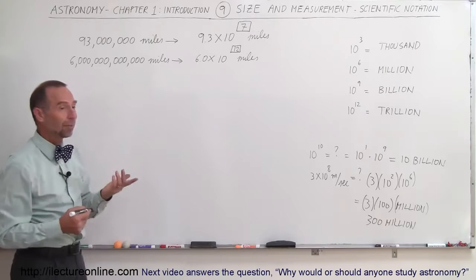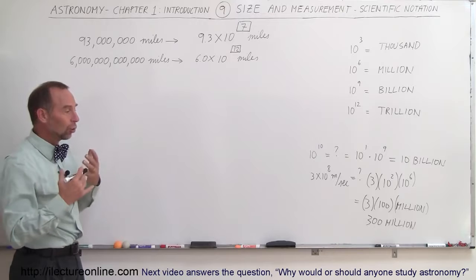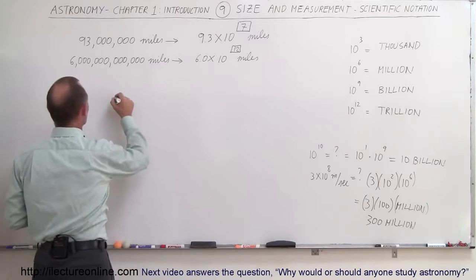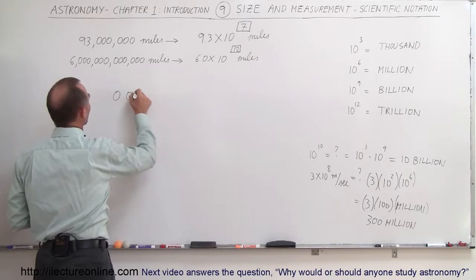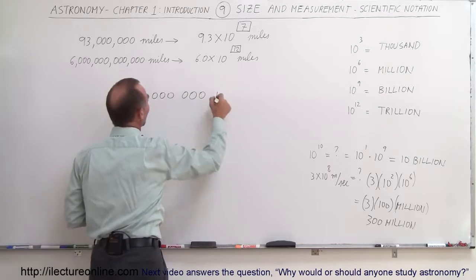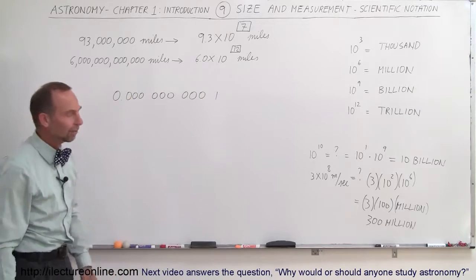Maybe one more thing I may want to measure. Let's say I want to show the diameter of an atom. Well, the diameter of an atom is approximately 0.00000000001. Well, how do you write that in scientific notation?